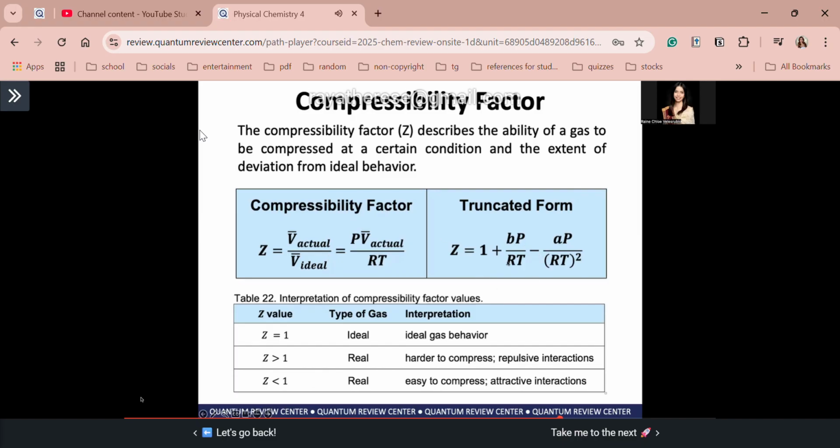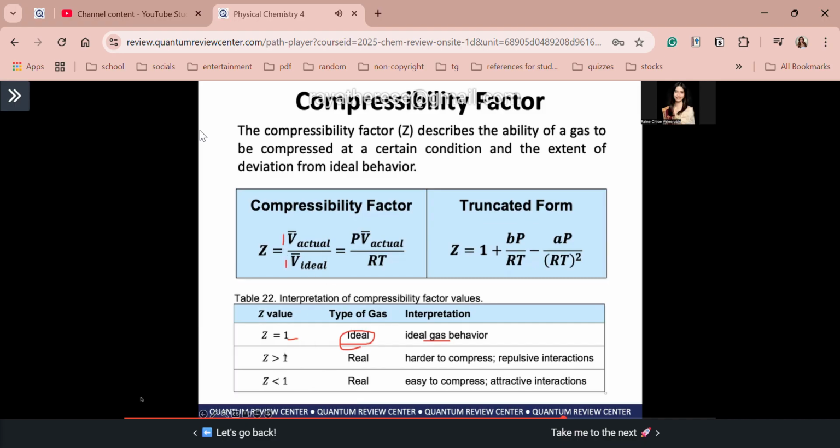For the truncated form, we can use this if we have a given B, which is the excluded volume, and A, finite molecular size. So Z is equal to 1 plus BP over RT minus AP over RT squared. Now, if Z is equal to 1, then our gas is ideal, and it has ideal gas behavior. For example, if V actual is the same as your V ideal.